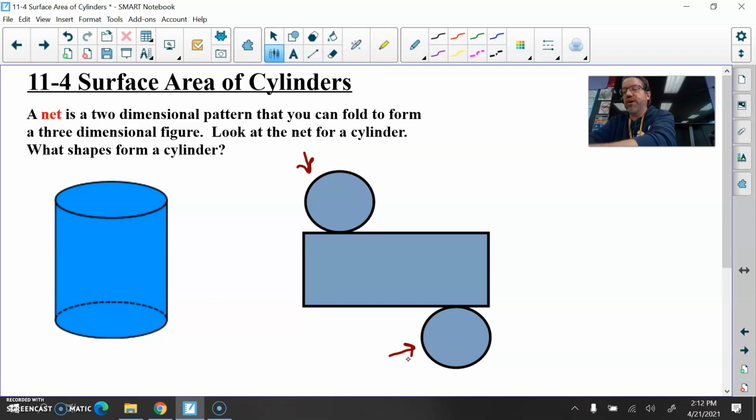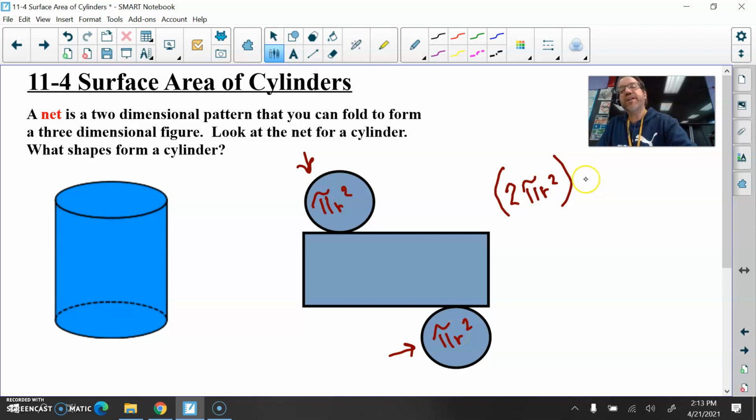So let's take a closer look at this net. I can find the area of a circle by using the formula pi r squared. That's how you find the area of a circle. This one also pi r squared. And since these are in the same cylinder, these are both identical circles. So I could find the area of both of those circles if I just took 2 and multiplied it by pi r squared. 2 times pi r squared would give me the area of those two circles.